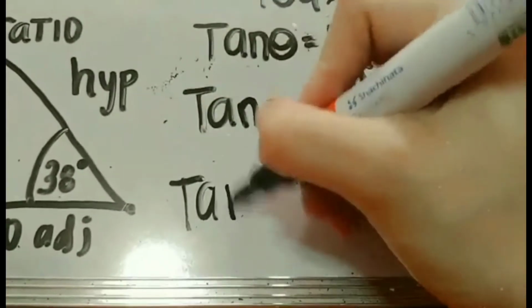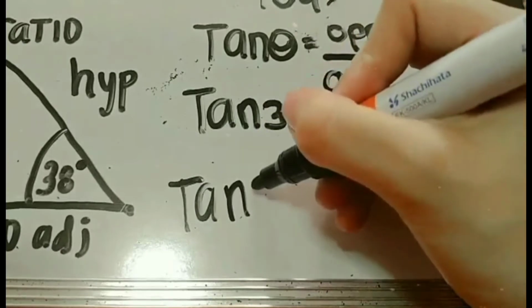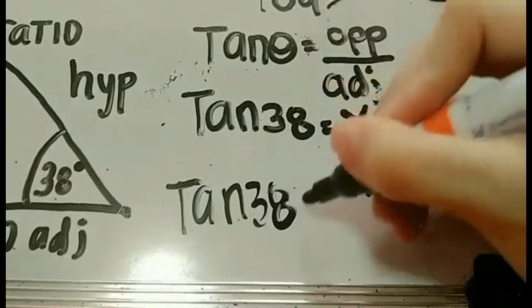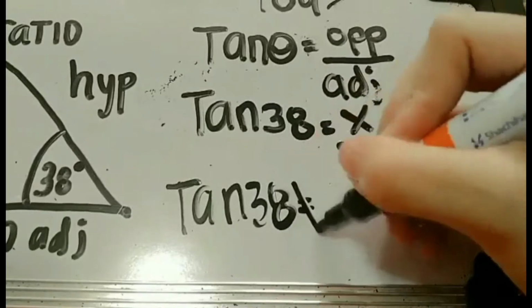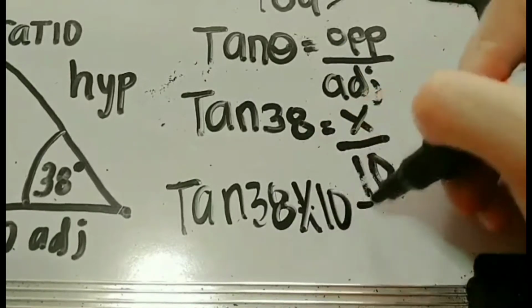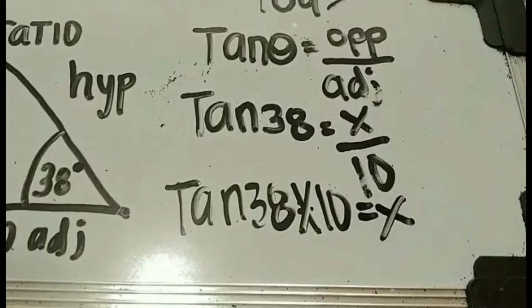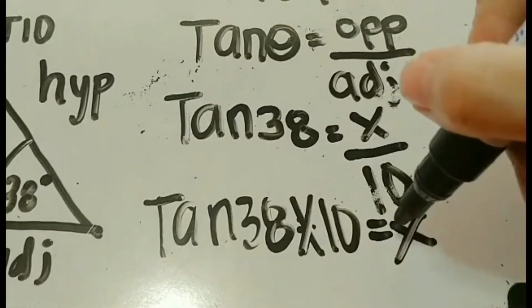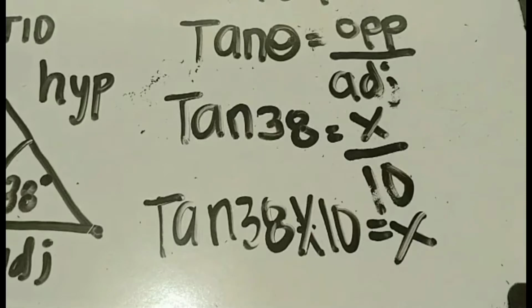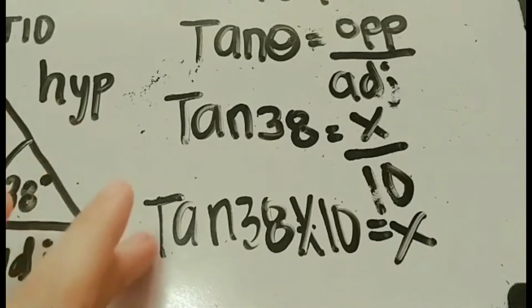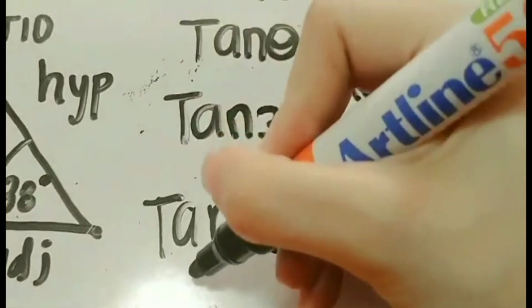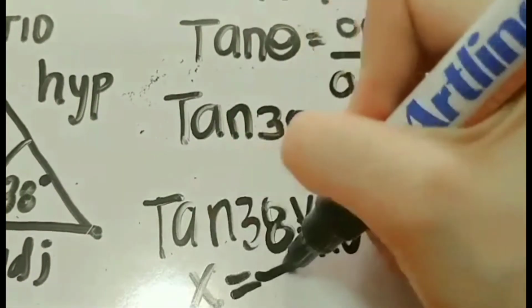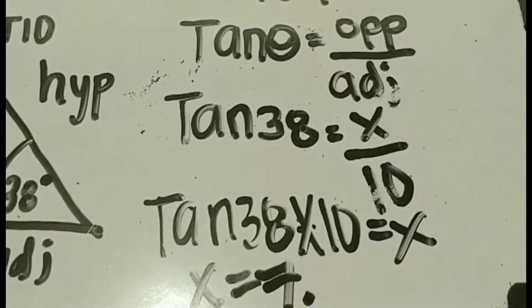And next step, tan 38 equals x over 10. And yes, to get the x by itself, we multiply by 10, and then the final answer is 7.8.